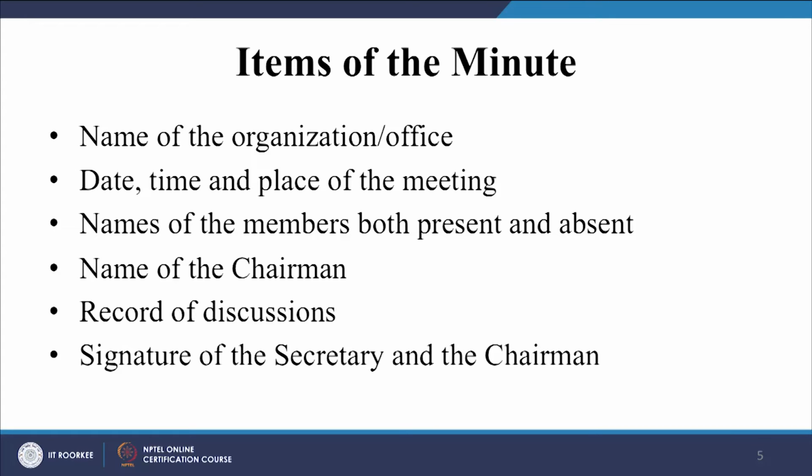Now, this in a way is a sort of warning or reminder to those people who are absent. It also shows their participation level, and that is why when we refer to the meeting, and sometimes in future something goes wrong, somebody may say, I was not a part of that meeting, I was not taken into consideration. But for all these things, you have to be ready. That is why we record the minutes, and then the signature of the secretary and the chairman comes.